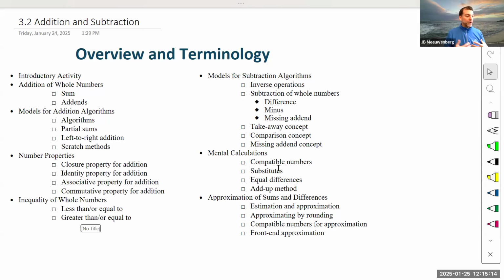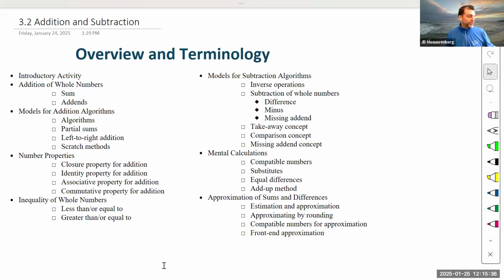And then finally, we'll talk about approximation of sums and differences, using estimation, approximating by rounding, finding compatible numbers, and then doing front-end approximation. So all this is about just good old-fashioned adding and subtracting, but again, maybe not in a way that you have seen before.